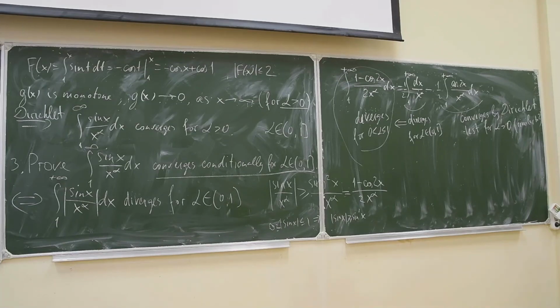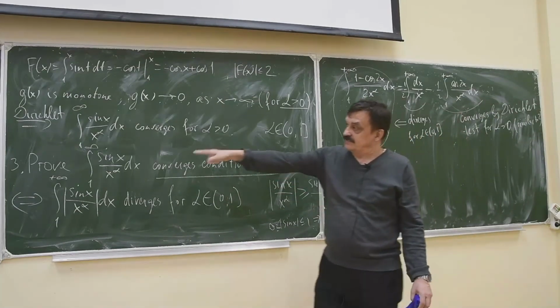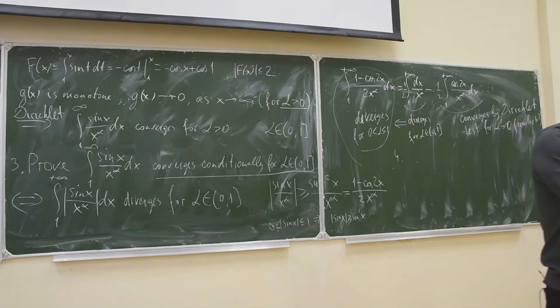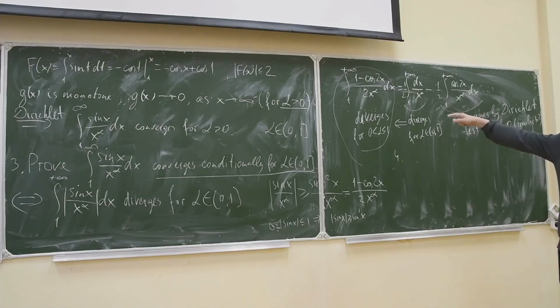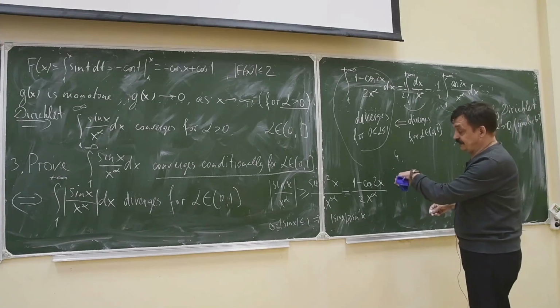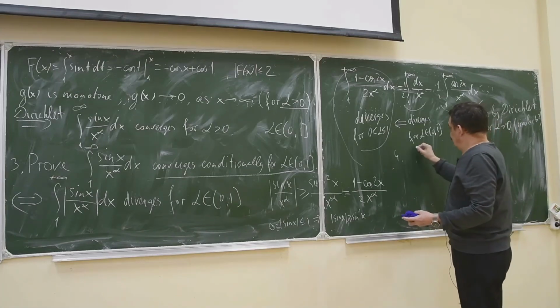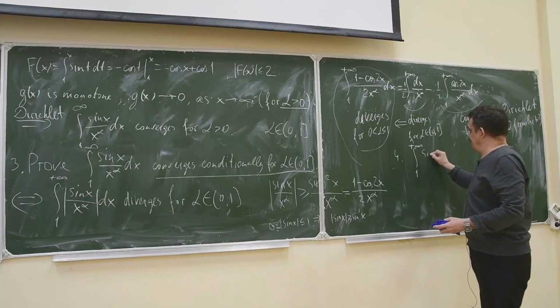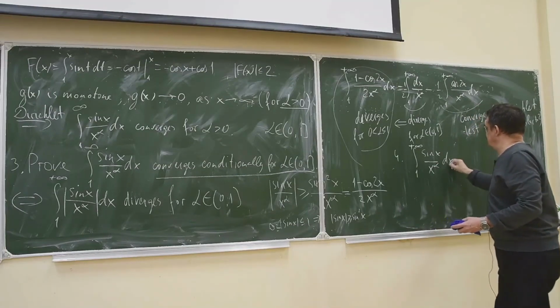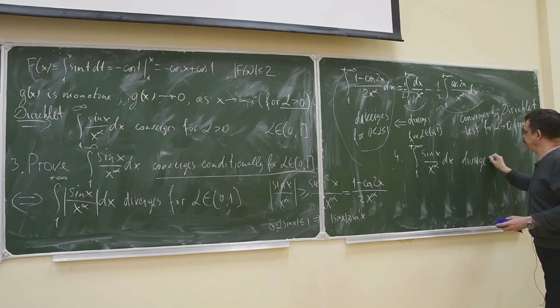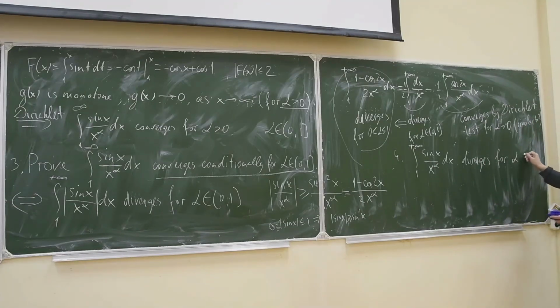The last step. Usually the second and third are unified into one. So we have, as I told, 3 branches. The second and third step is one branch. You see, in both cases, Dirichlet test works, right? Now, for the fourth step, the integral from 1 to infinity of sine x over x power alpha dx diverges for alpha less or equal to 0.